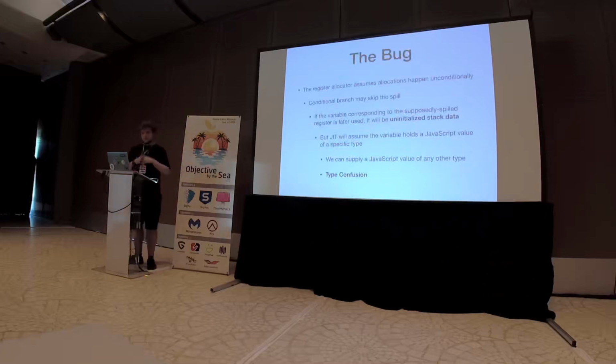And so again, the JIT will say have a variable in a register, and we'll put it on the stack. But actually, the branch will skip the put, and it's going to be uninitialized stack data. However, further accesses to that variable will still be interpreted as being of that specific type. And we can actually supply a JavaScript value of any other type via the uninitialized stack region, and that results in type confusion. And so here's how exploitation of such a bug looks like.